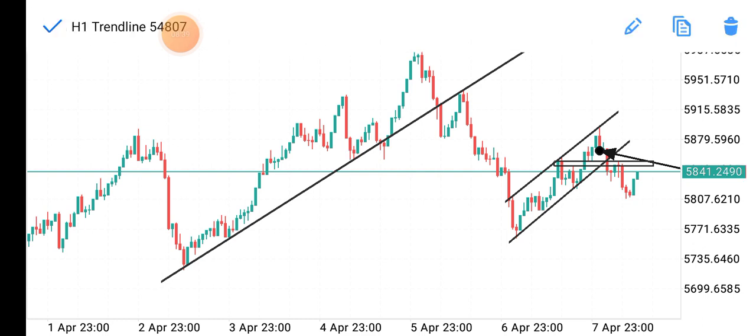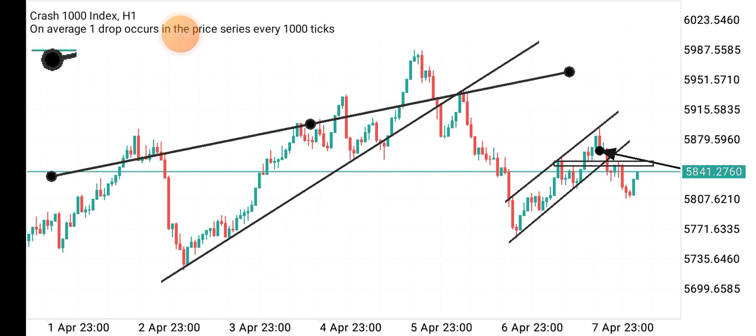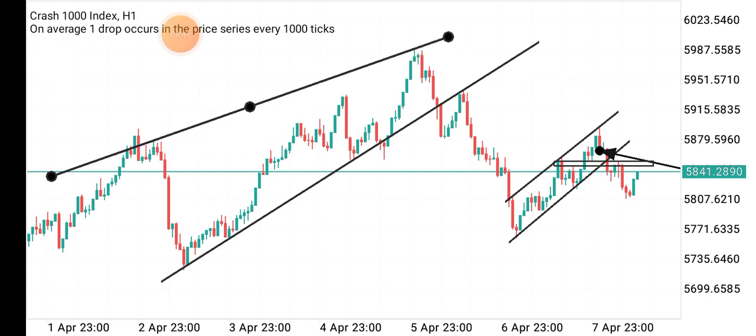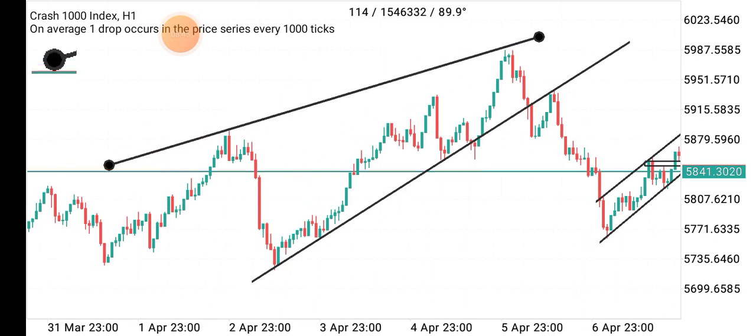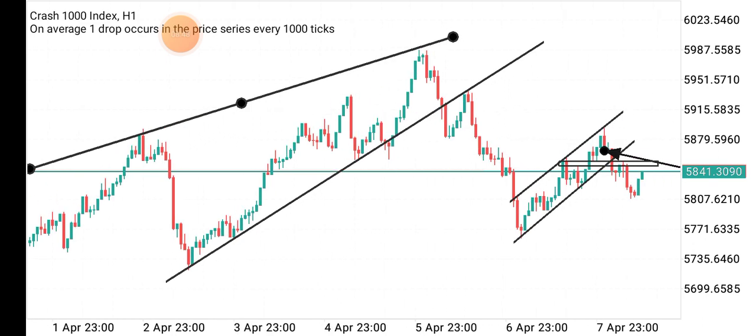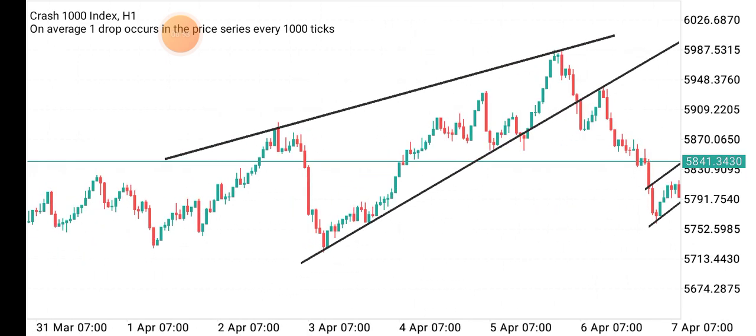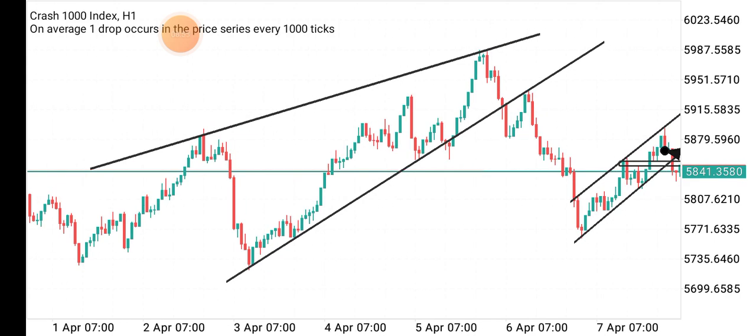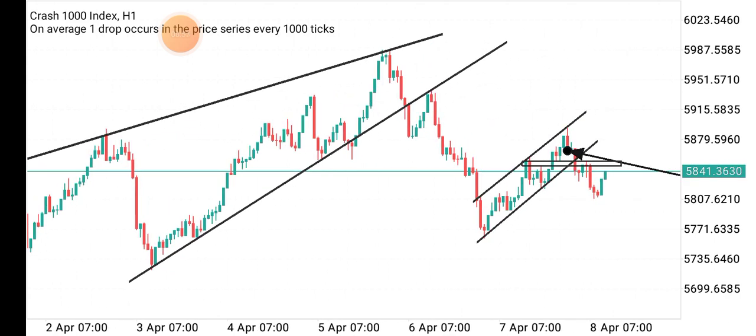That's one line. Then we'll put the next line above here like this, and you can see the pattern it formed. All you need to do is ensure the market is going in a certain direction, then try to draw lines to guide, then wait for a breakout, guys. Now for this one, you can see there was a breakout.